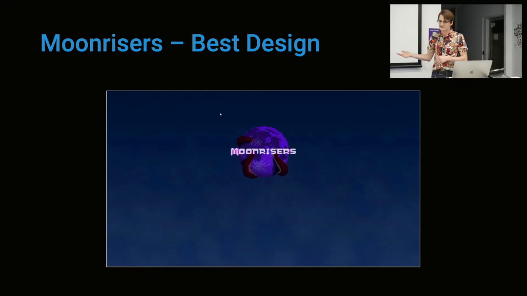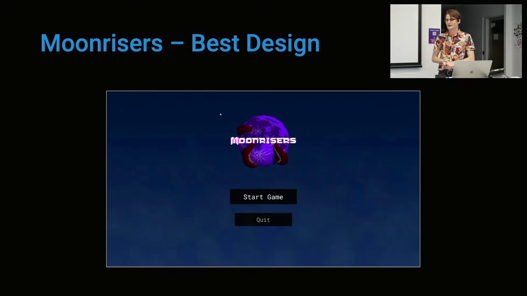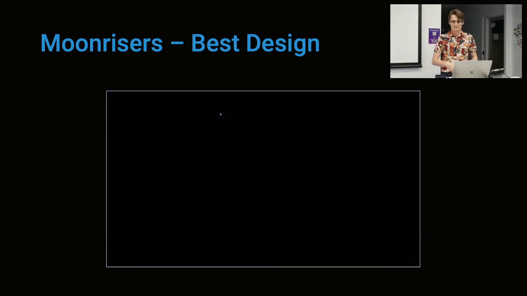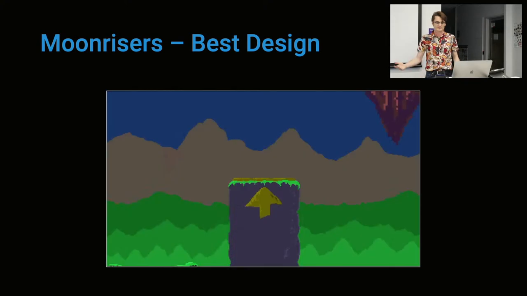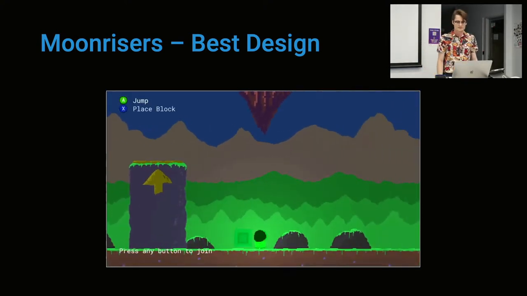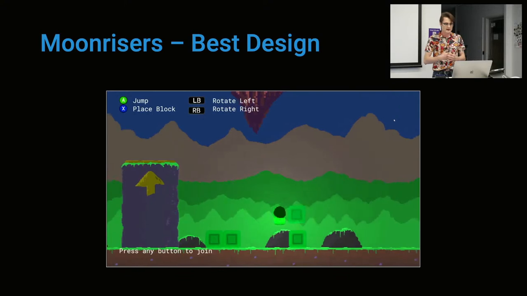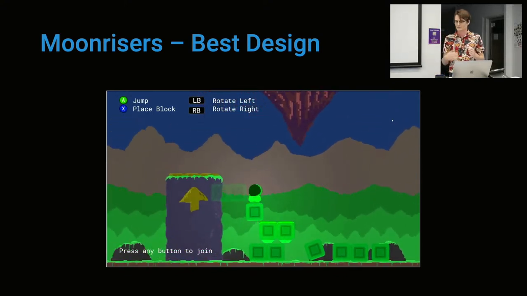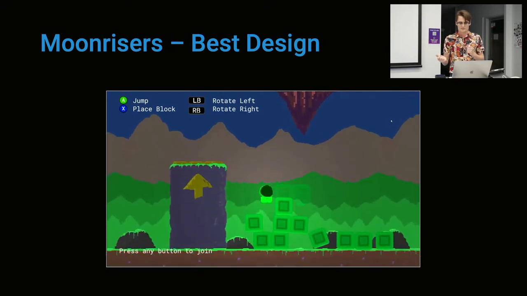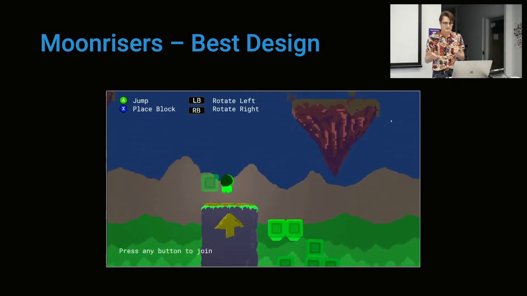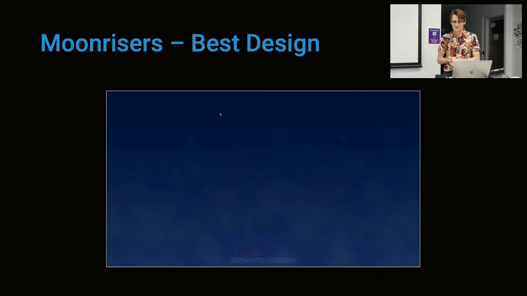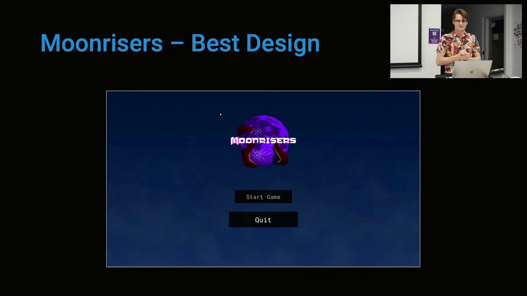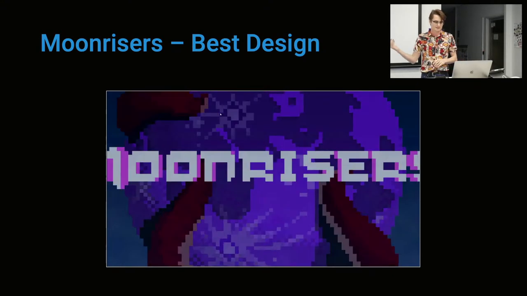So this is the Moonrisers game. We actually did continue working on it after the hackathon as well. And we've created a cool couch co-op game where you build and create your way up to the moon. You can have up to 4 people. And each person's got a different color and different types of blocks that you can use to try and build your way up. And that was a lot of fun. I did it with 2 other people, and it was really difficult to get it done over the weekend, but we managed to create something really cool.